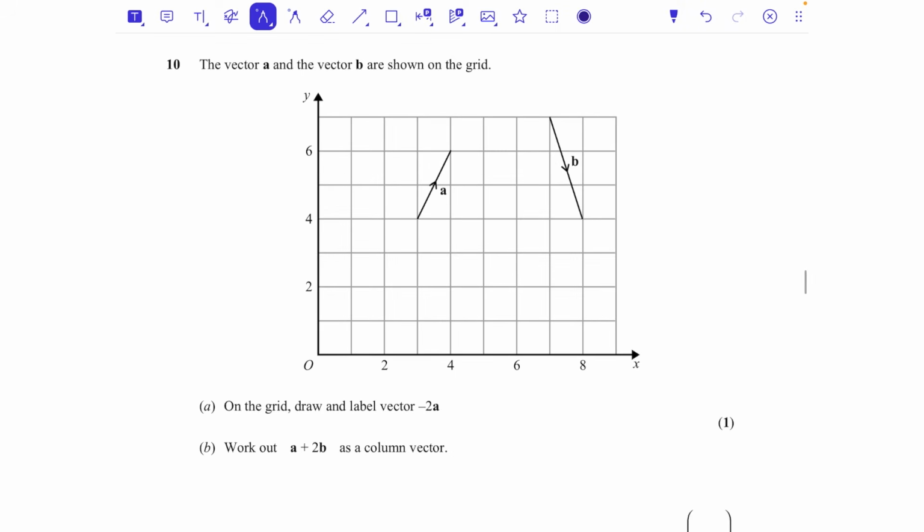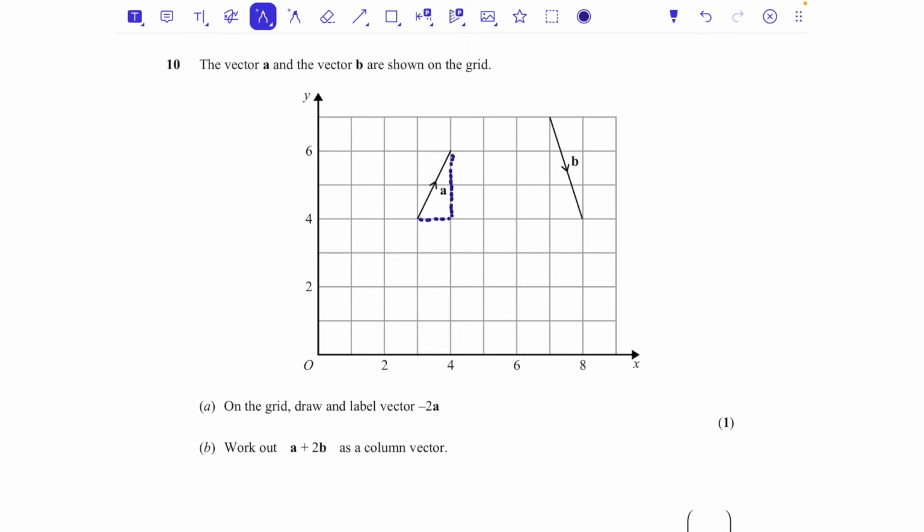Question number 10. The vector a and the vector b are shown on the grid. On the grid, draw and label vector minus 2a. So the vector a, we can see from the arrow here, goes 1 to the right and 2 up. That's what that vector does. It is an instruction. It goes 1 right and 2 up.